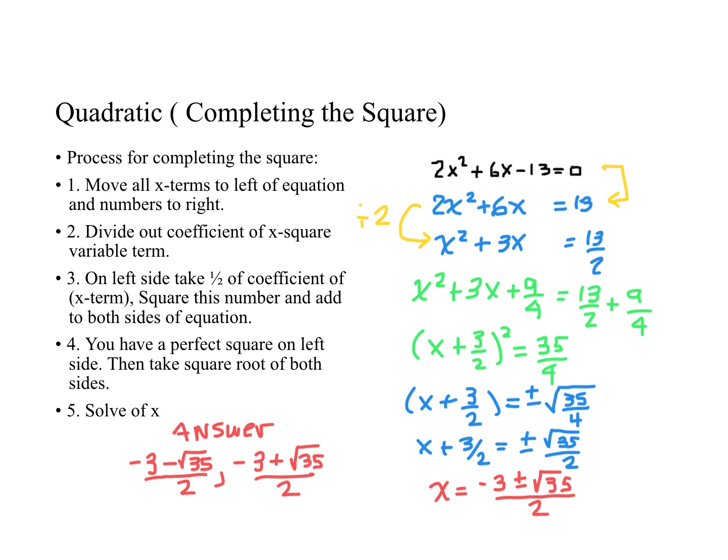So we take 1/2 of 3, which is 3 halves, and we square it, and we get 9/4, and we add it to that side of the equation, and we'll also add it to the other side of the equation. Whatever we do to one side of the equation, we do to the other side.